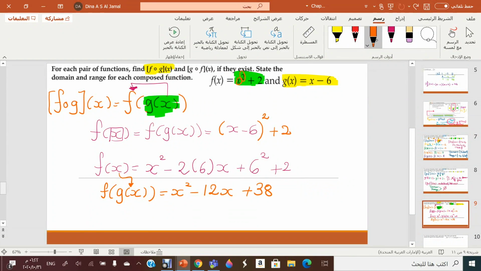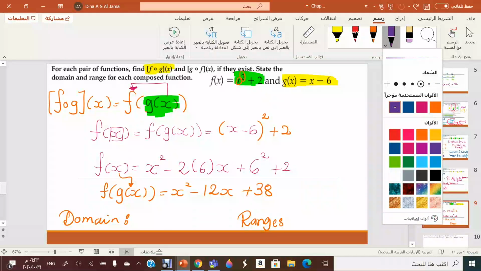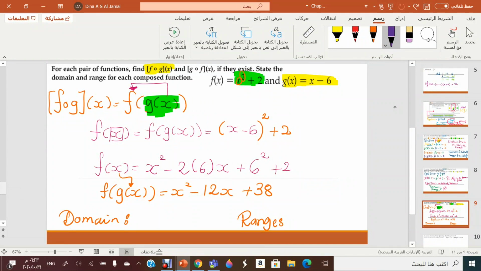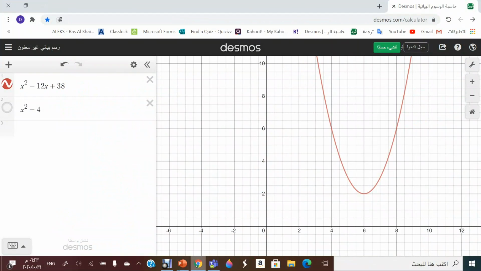So if you are having to find the domain and the range, I'm advising you whether you can draw it or you can expect it by finding the vertex. You can use x is equal to minus b over 2a, then substitute to find y, then you can find the vertex. Other than this, you can use Desmos directly to graph. So if I put it ready for you, this is the graph of the function. So your vertex is 6 and 2.